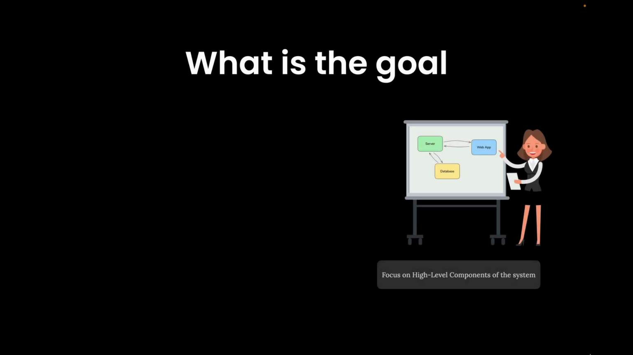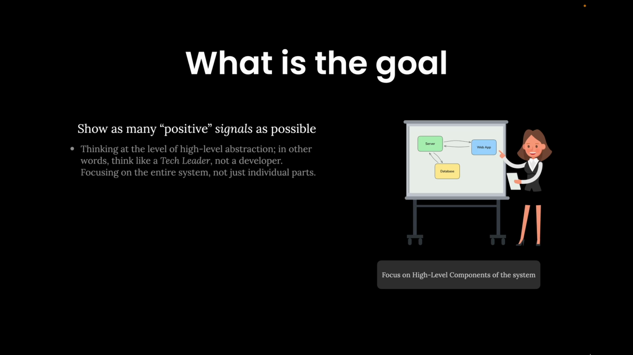The next question is, what is our goal in a system design interview? I would say the goal is to demonstrate as many positive signals as possible while avoiding negative signals. The first positive signal you should aim to show is thinking at a high level of abstraction. In other words, think like a tech leader, not just a developer. Focus on the entire system, not just individual components. This also demonstrates your level of experience.